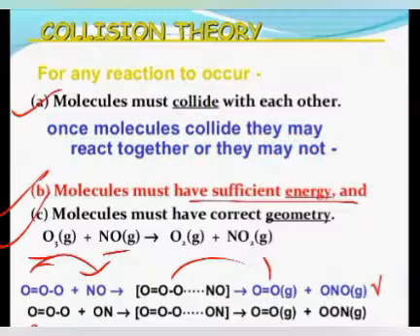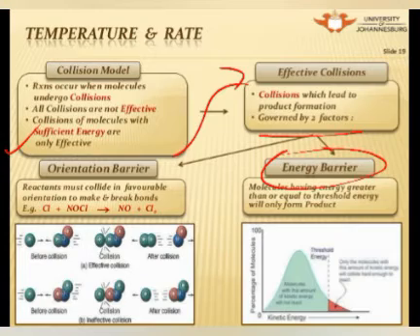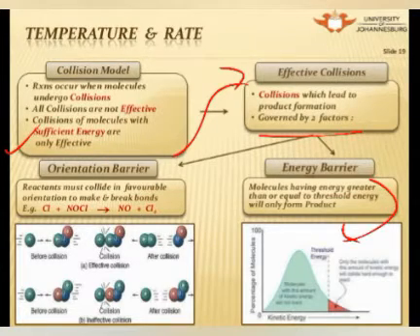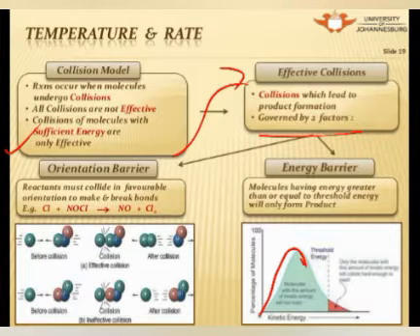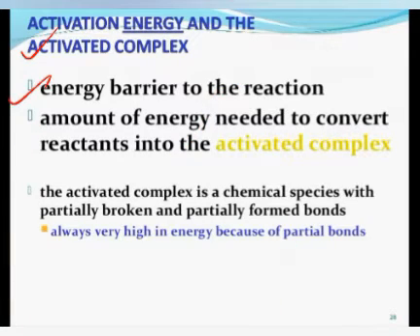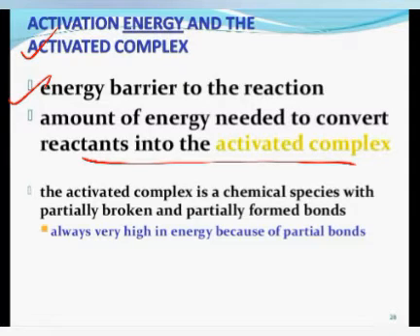So here we will study the first topic. We need minimum energy to remove the electron from the outermost shell; that is called threshold energy. And when the electron is moving, the atom is moving to the highest stage, the top stage. That stage is called activated energy. It is the energy barrier to the reaction, the amount of energy needed to convert reactant into activated complex.